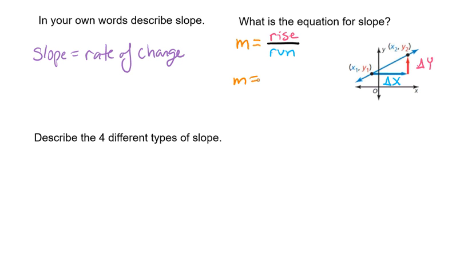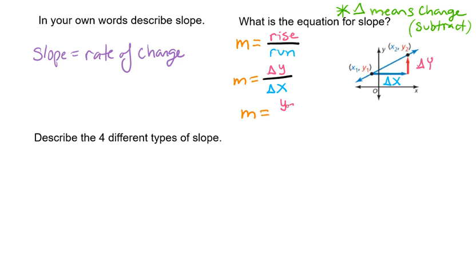You could also say that it's the change in y divided by the change in x. And just in case you didn't know that, the triangle means change, or subtract. Which means, when we're talking about the change of y and the change of x, we're saying to take that y2 value and the y1 value and find the difference. So subtract them and divide that by your x2 and your x1, right? So the change of y over the change of x, or your y2 minus your y1 over your x2 minus your x1.